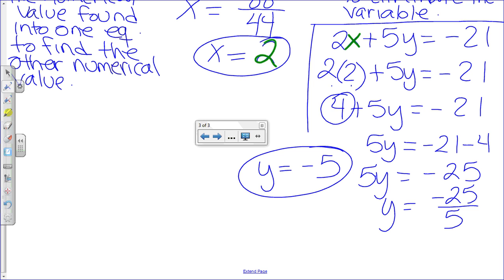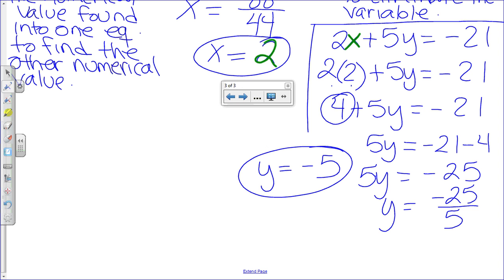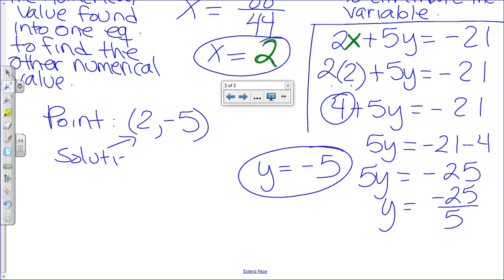So now, graphically, if we were to graph them, the point of intersection will be 2, negative 5. And we call that point the solution to the system. So is the system consistent or inconsistent? Consistent. Is it dependent or independent? Independent, because we only have one solution, right?